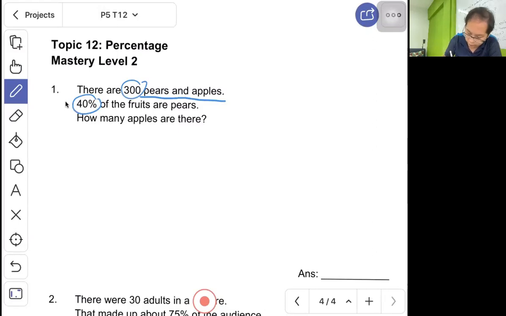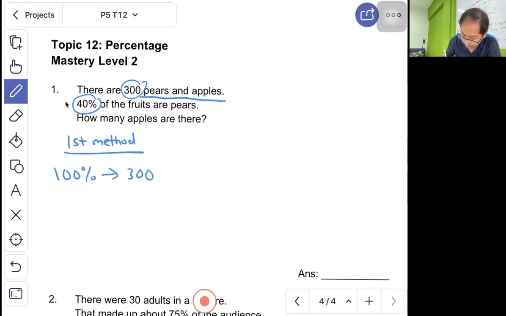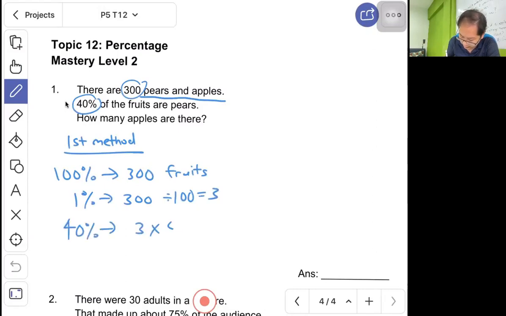So there are two methods. First method, okay, is to say that 100% is your 300 fruits. So you find your 1%, so you divide by 100, get 3. Then you find 40% to see how many pears there are. So 3 times 40, 120 pears. Then you take the number of fruits minus the pears to give you apples, which is 180.